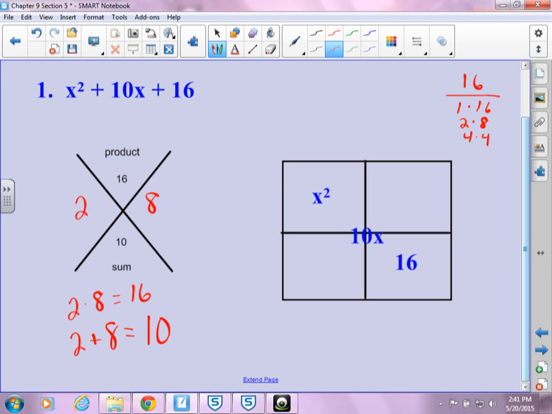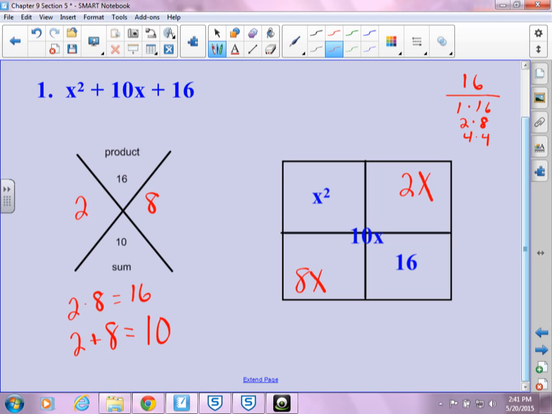Now, once we have that, we're going to move to the boxes. You'll notice that x squared plus 10x plus 16 goes on a diagonal. Once we have that diagonal established, we're going to take the 2 and the 8. I'm going to put 2 here, and I'm going to make it an x, so 2x, and the x is the variable within the problem. And then in the lower left-hand box, I'm going to put 8x. Again, those two can flip-flop in position. This is just what I chose.